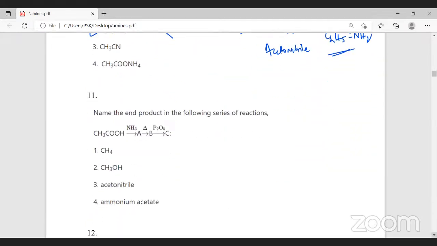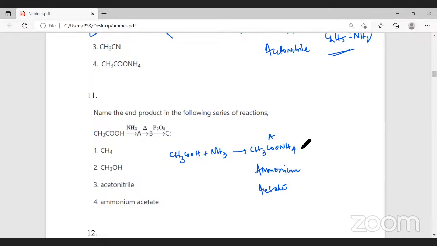Name the end product in the following series of reactions. Acetic acid, CH3COOH. When this is allowed to react with ammonia, a very well-known base, the acid and the base react to form a salt. The salt formed is CH3COONH4, called ammonium acetate. This is A.